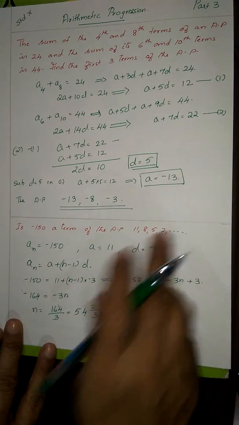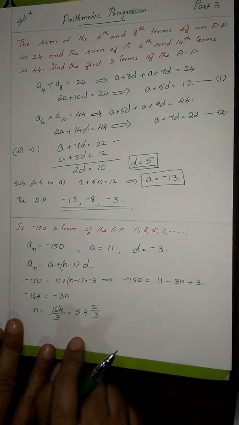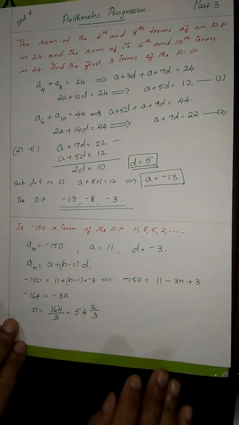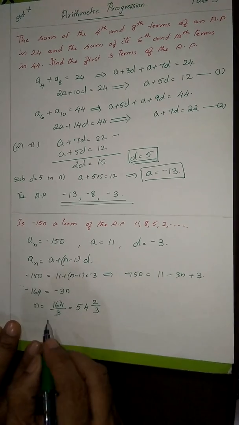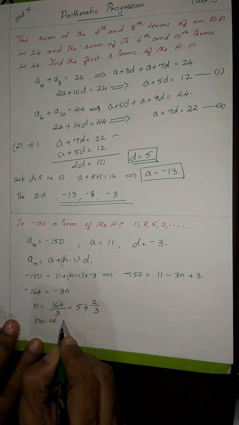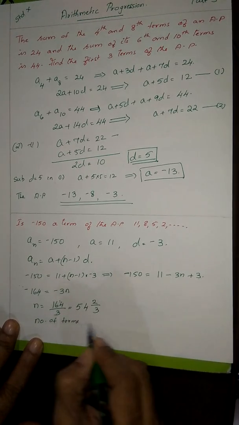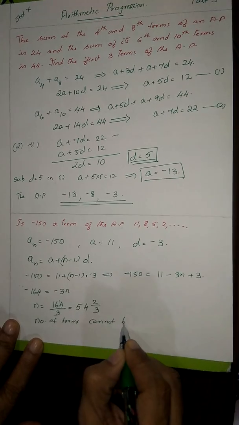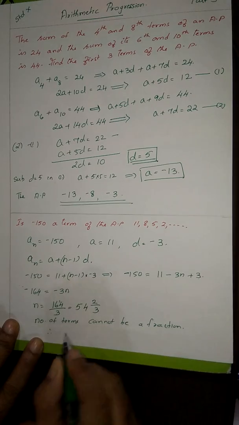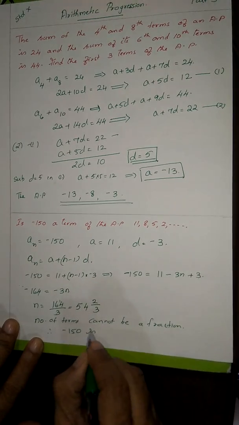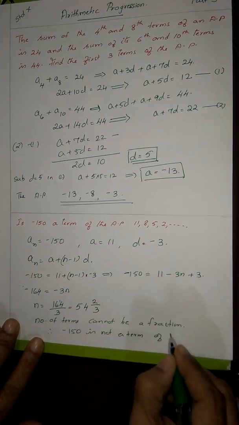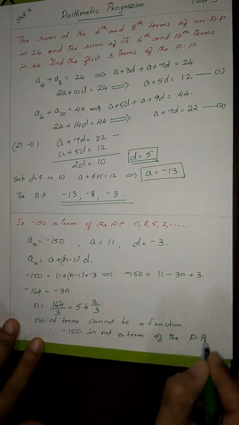So n is a term number, so it cannot be a fraction. Therefore, minus 150 is not a term of the AP. So we'll write down as number of terms cannot be a fraction. Therefore, minus 150 is not a term of the AP.